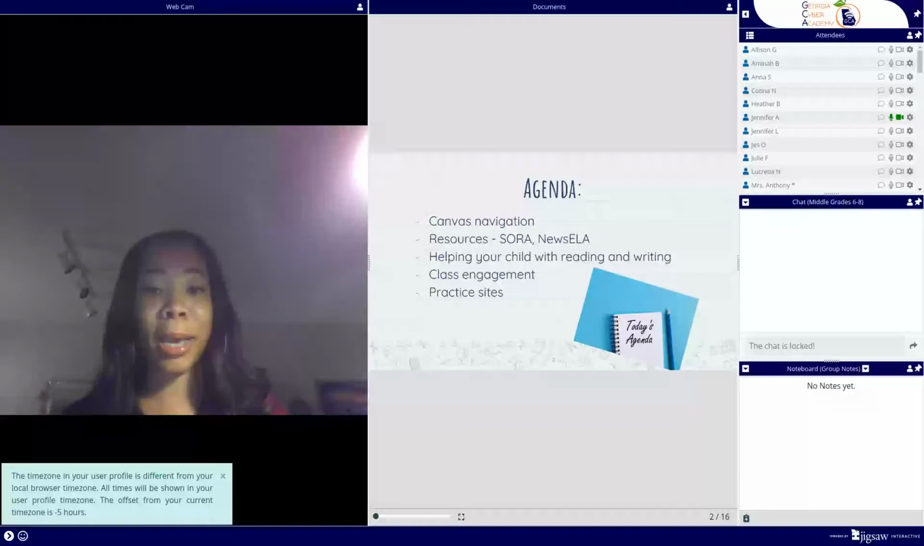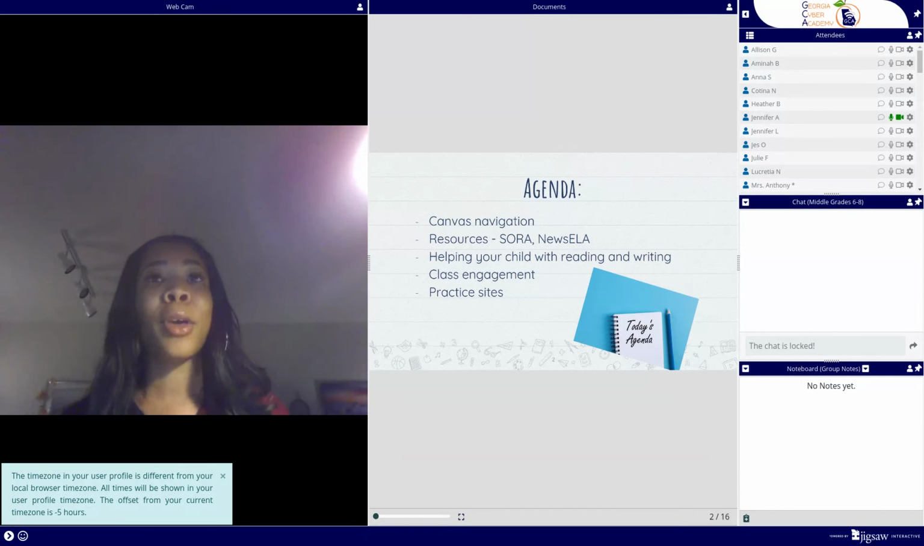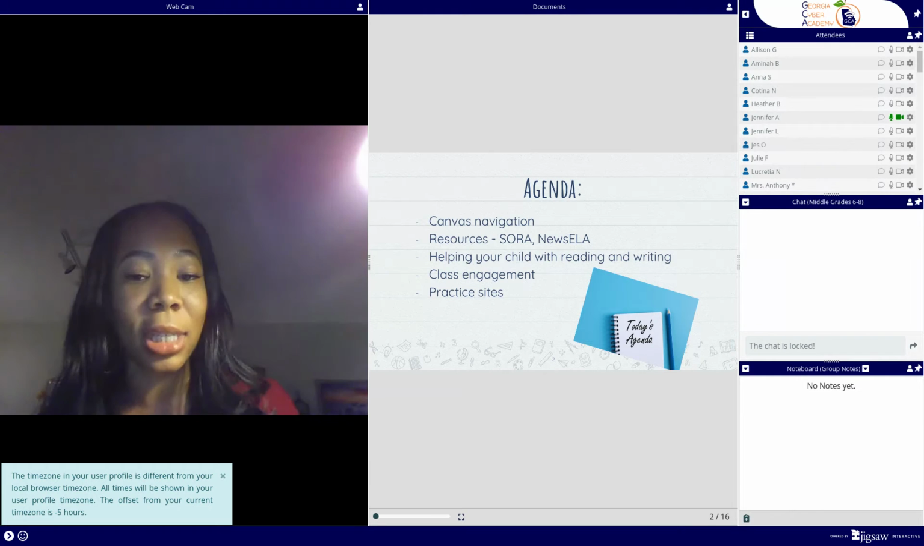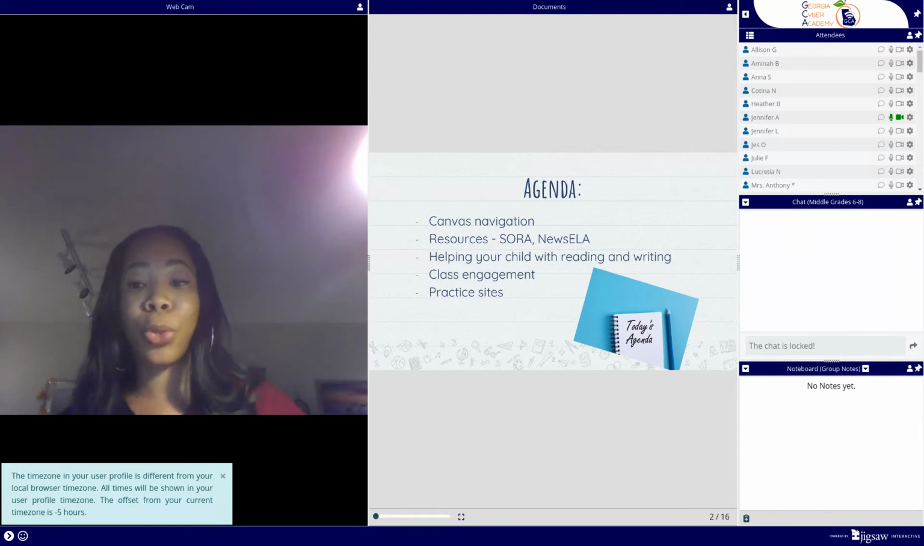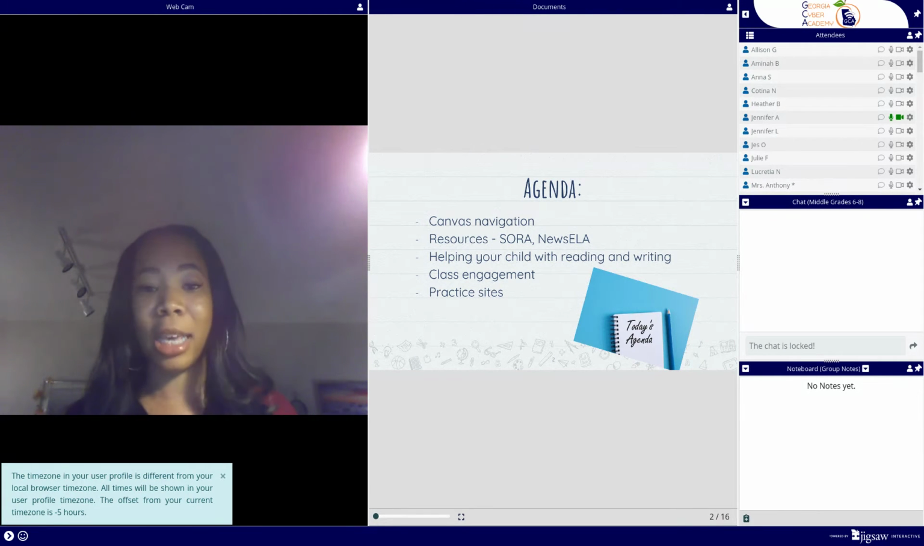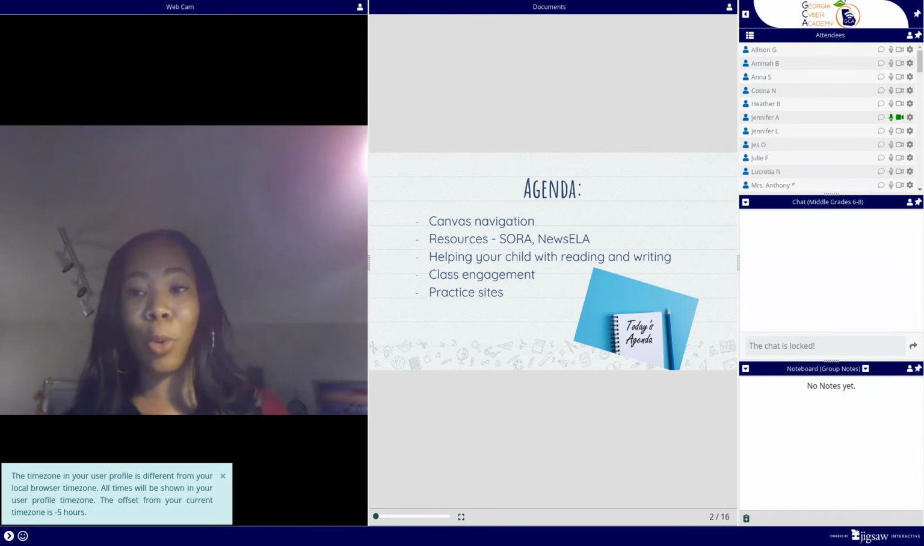Over several things today. One of the things, Canvas navigation, we're looking at resources, helping your child with reading and writing, class engagement, and then we're going to go over some practice sites that you can use with your student.